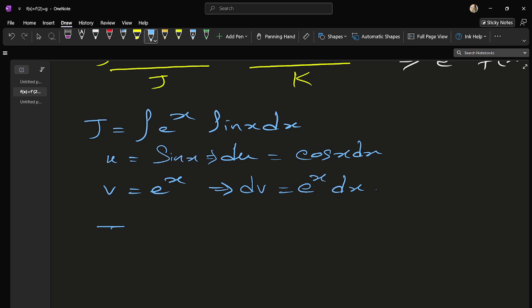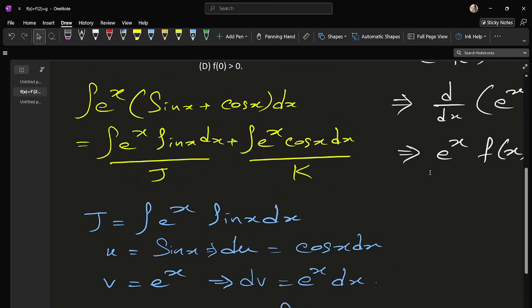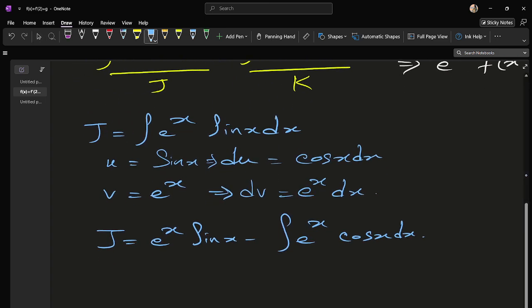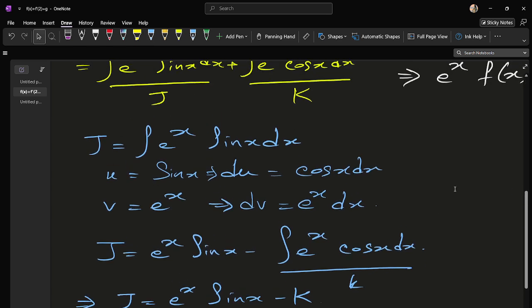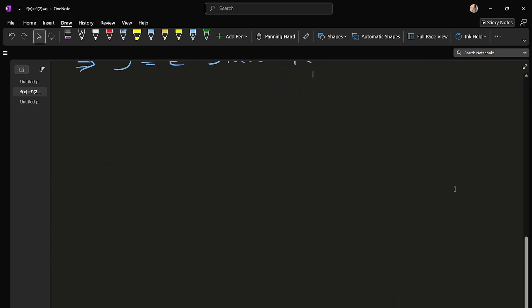So we get j equals e to the power x sin x minus the integral of e to the power x cos x dx. As we took the integral of e to the power x cos x dx equal to k, we can write j equals e to the power x sin x minus k. Okay, leave it now. So we are now going to calculate our k.